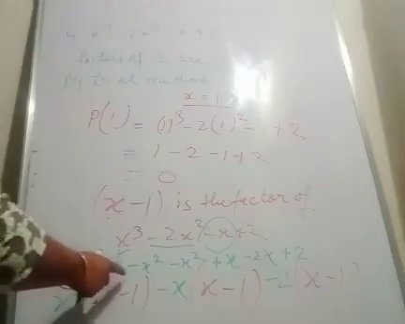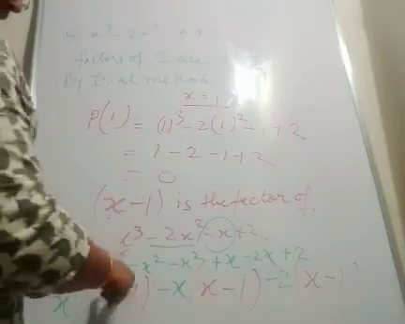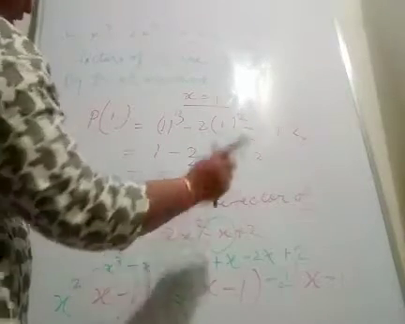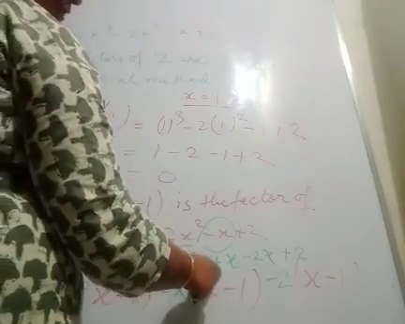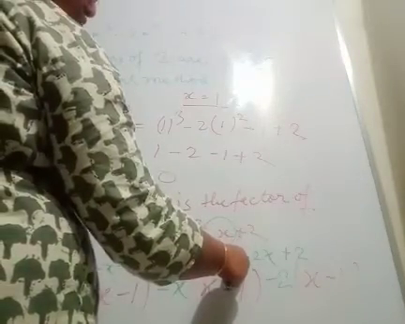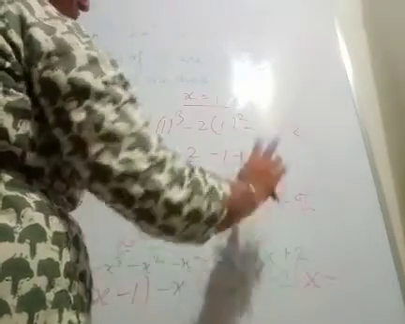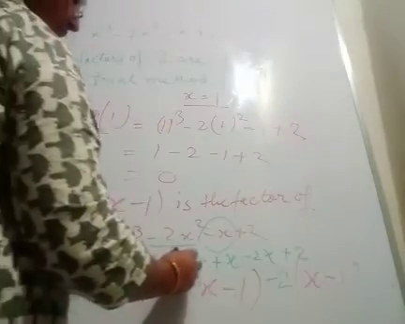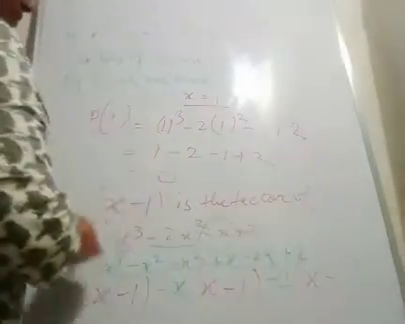Now you see, x cube, yes, it satisfies. Minus x square and minus x square will become minus 2x square. It also satisfies. If I add plus x to minus 2x, it will become minus x. That also satisfies. And plus 2, plus 2. So it satisfies the whole system.